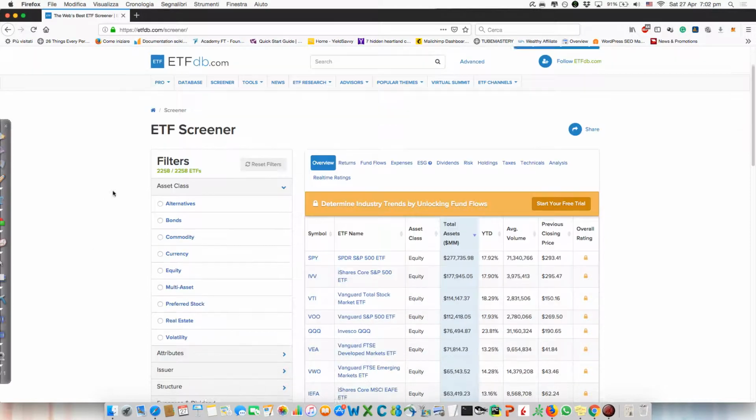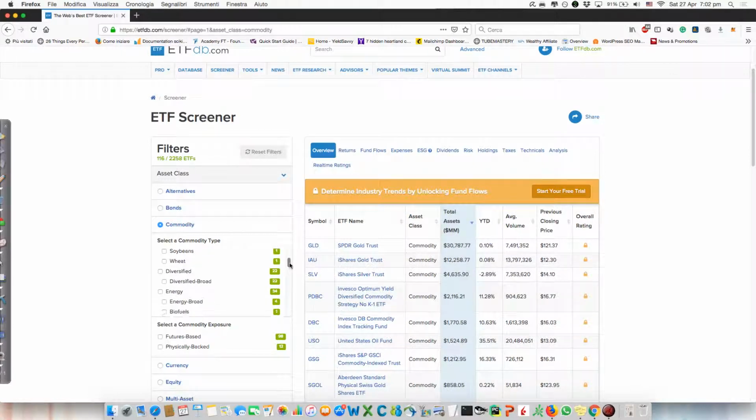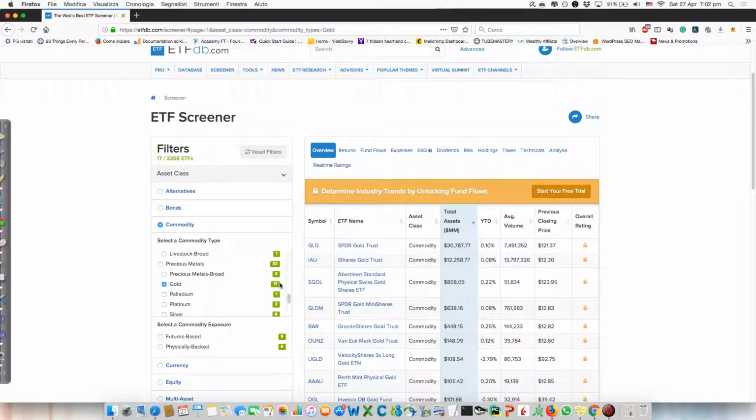What do you do? You click here on commodity, and then you go to this point here where you have gold. You will see that there are 17 ETFs. The first thing that is very important is that there are two types of ETF tracking gold. The first type is futures based, and the second one is physically backed.